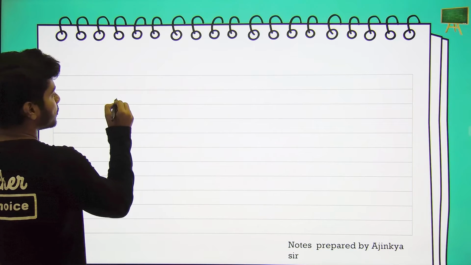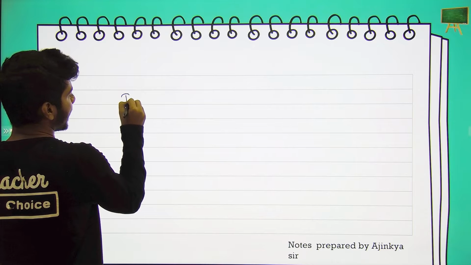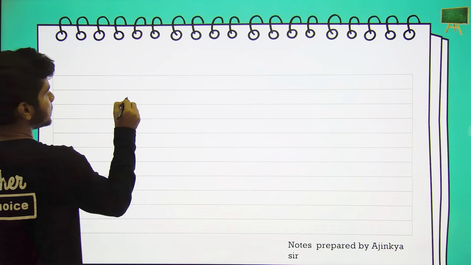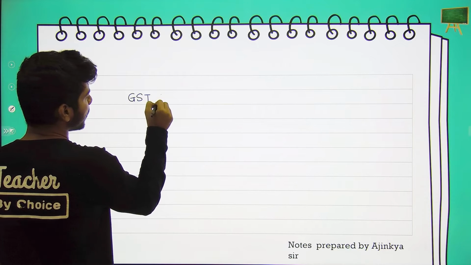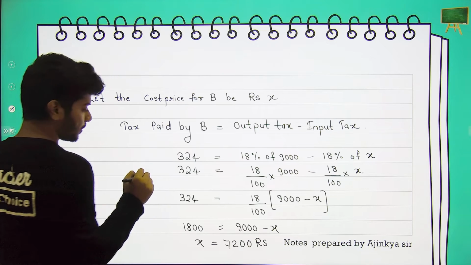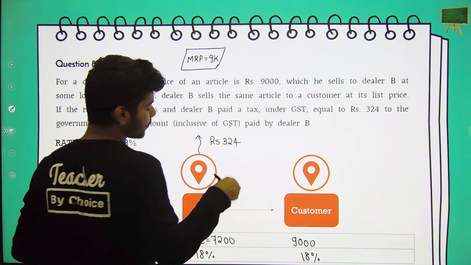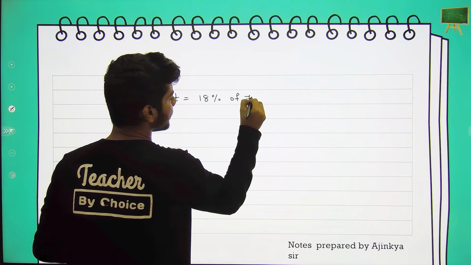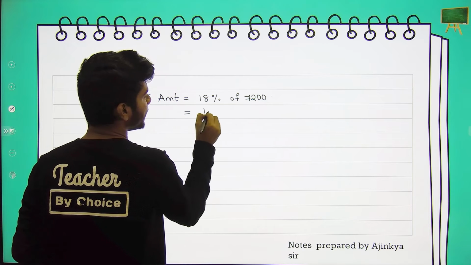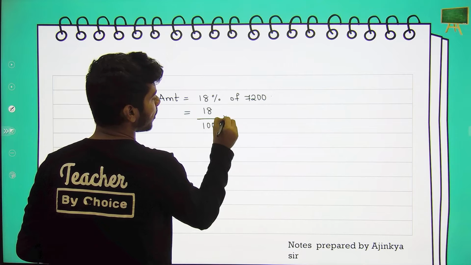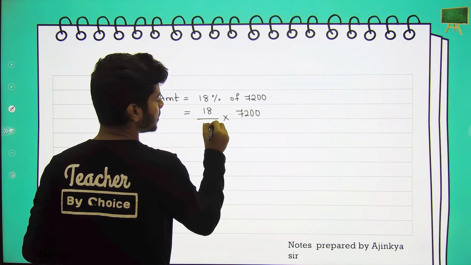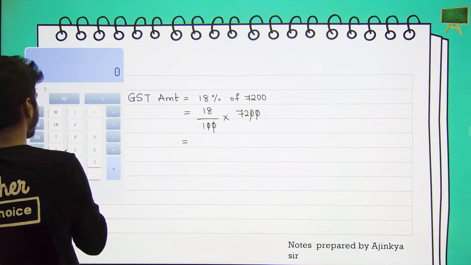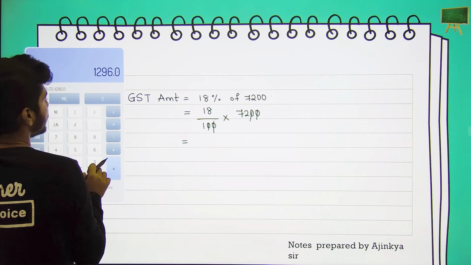Let's calculate that also. Tax, or we can say GST amount, will be equal to 18% of 7200, which is 18 upon 100 times 7200. Zeros cancel, so 18 into 72, which would be 1296.